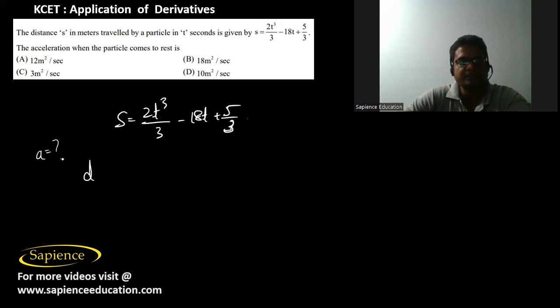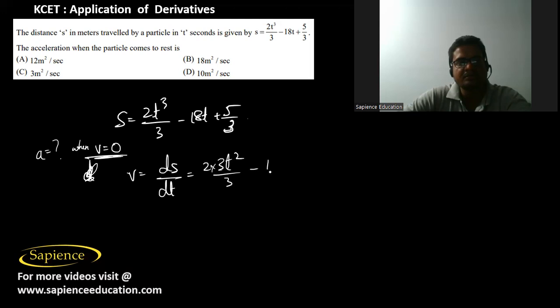the acceleration we have to find when v is 0, which means when the speed is 0. The acceleration we have to find when the particle comes to rest. Particle is at rest, so v will be equal to ds by dt, that will be equal to 2 into 3t square by 3 minus 18, so 2t square minus 18.